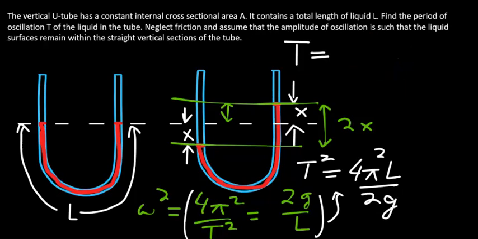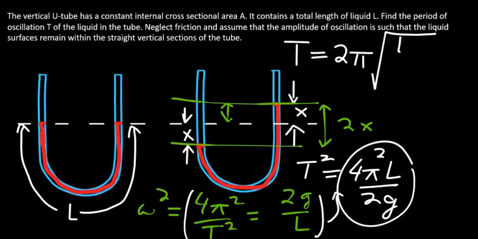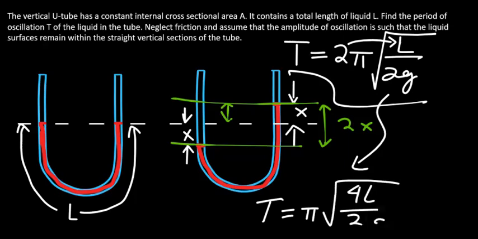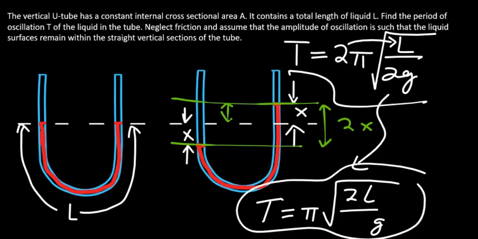That means the period of oscillation in this case is the square root of that term, which is 2 pi square root L over 2g. And that's the answer. Indeed, we can also rewrite it in a slightly different form by bringing the 2 inside the square root, and that's going to be T equals pi square root 4L over 2g. So that will cancel to give you 2. That means the final answer is square root of 2L over g, times pi, is indeed the period of the oscillation.